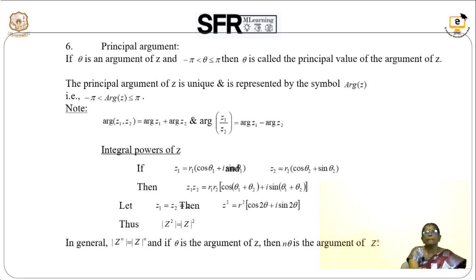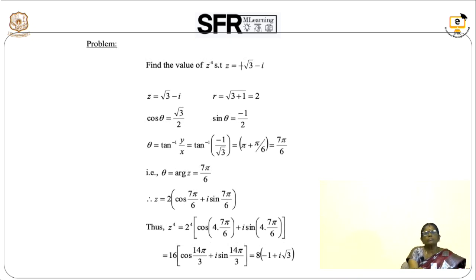Then the next one is a problem related to this argument. Suppose you find the fourth power of the complex number root 3 minus i. Here also you find the modulus, where a equals root 3 and b equals minus 1. Find the modulus of this complex number z, its value equals r, and find sin theta and cos theta and the angle theta, and then express the power, that is z power n equals r power n into the value. Then you can find all the powers. Here, as an example, I am taking the integral power z power 4.